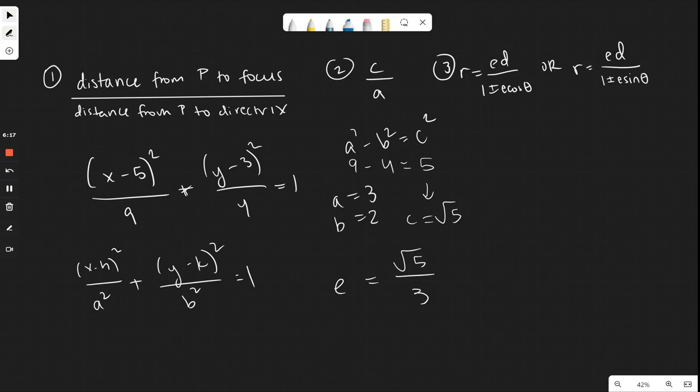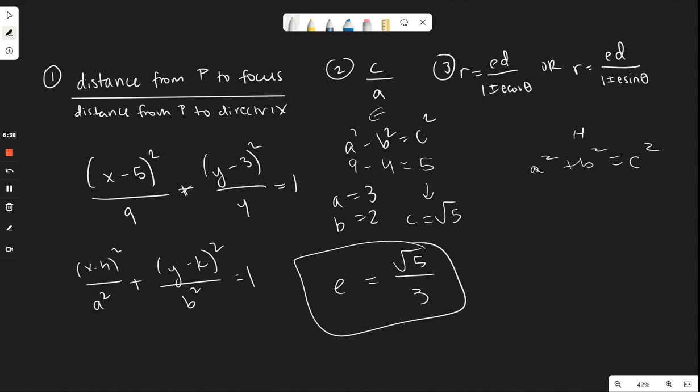And you would do the same thing for hyperbolas, except for a hyperbola, a squared plus b squared is equal to c squared. That's the one difference between an ellipse and a hyperbola. But I'm sure you've seen this before. I really hope this is a review, and if it isn't, you need to learn this. So I'm just going to move on, but that's how we use method 2 to calculate eccentricity.